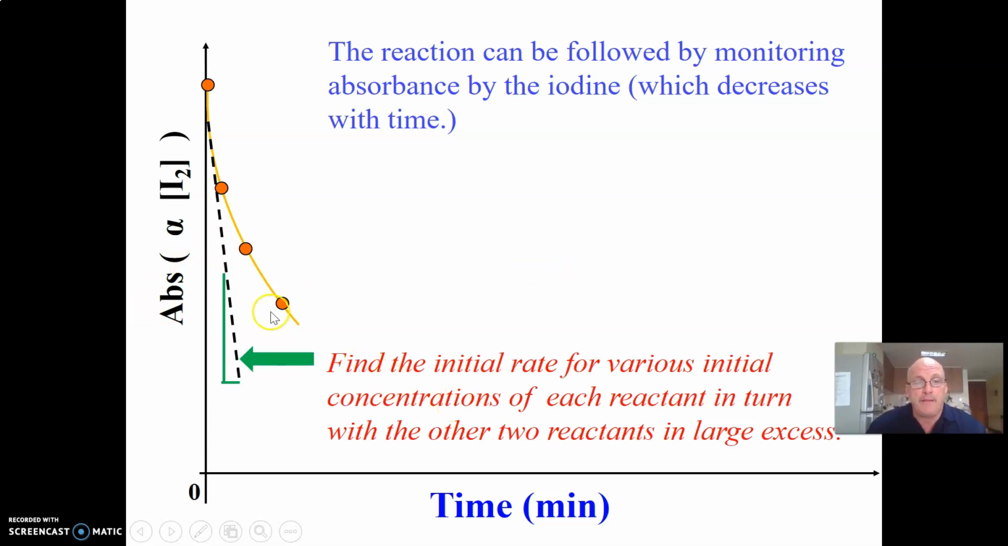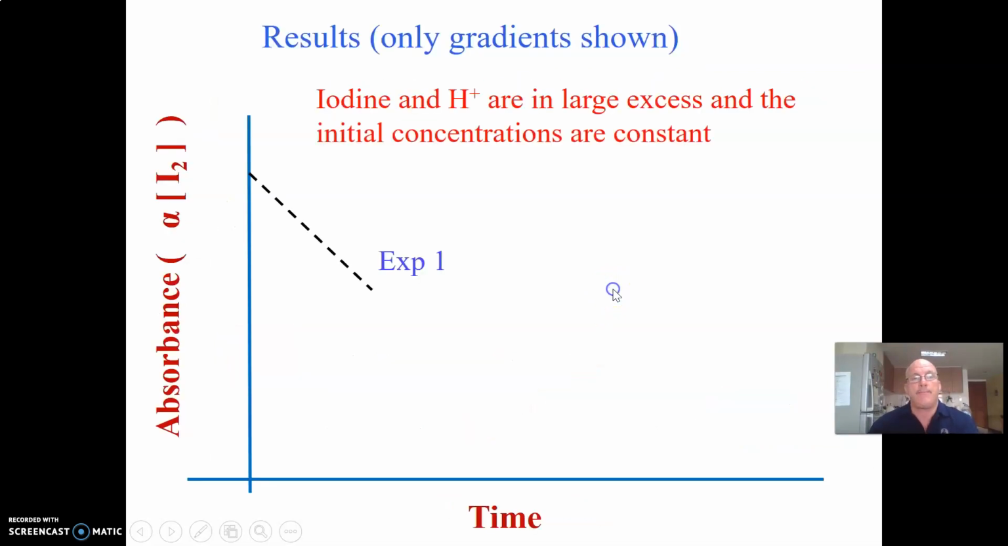Now, the best thing to do is to find the initial rate, because it's almost straight at the beginning. And you do it for various concentrations of one reactant and keep the other reactants constant each time and in large excess, okay? As we discussed previously. Now, I'm only showing you here the tangent. I'm not showing you the actual curve.